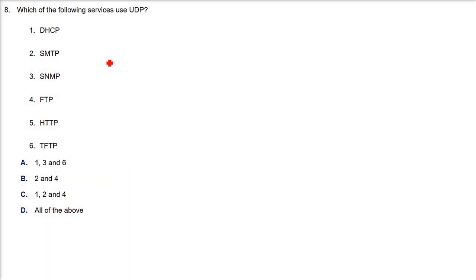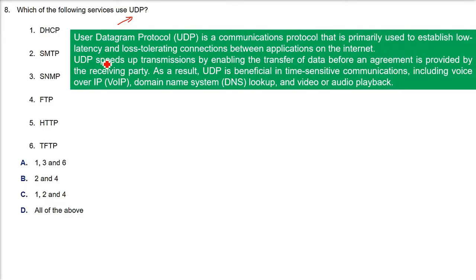Which of the following services use UDP, User Datagram Protocol? Let me tell you, UDP is the connectionless, unreliable kind of protocol in this TCP/IP suite, and it is a transport layer protocol. So mainly audio and video use it. With TCP, you want a reliable connection. User Datagram Protocol is a communication protocol that is primarily used to establish low latency and loss tolerating connections between applications on the internet.